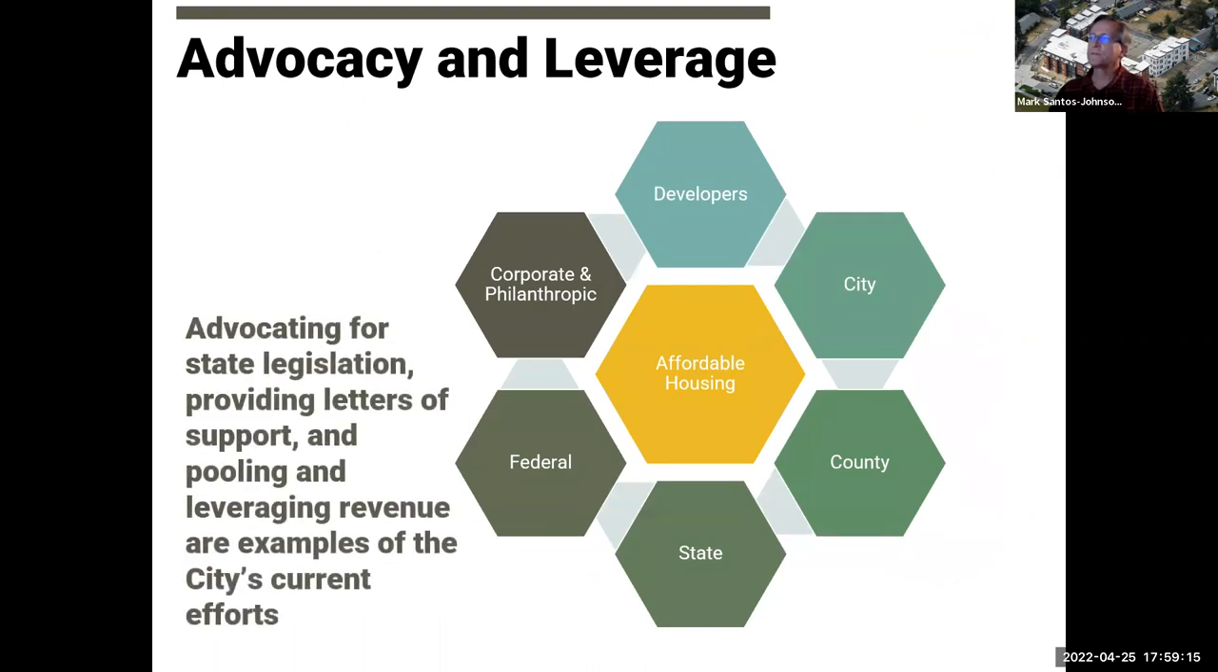In order to meet Renton's affordable housing needs, it's essential that we continue to advocate for additional county, state, and federal funding, as well as more philanthropic and corporate support to fund more affordable housing projects in our community. It's also important for us to provide funding for proposed Renton projects to help them leverage other funding resources and to continue to advocate with our partners for funding to support their projects. By working together, we can better meet Renton's current and future affordable housing needs.